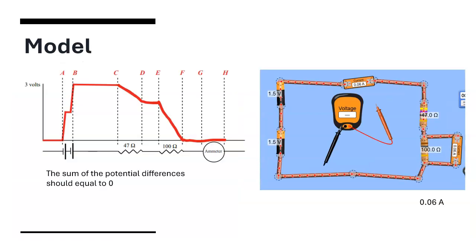So our model, this graph here, shows that the sum of the potential differences of the circuit will be equal to zero. And then providing a parallel divot right here at the 100 ohm resistor shows that actually a current of 0.06 amps runs, instead of through the resistor, through the ammeter.